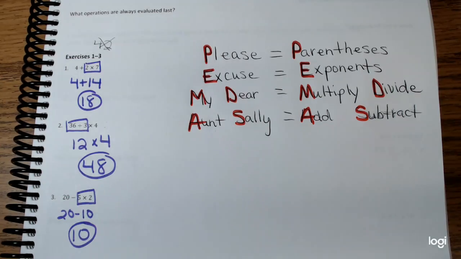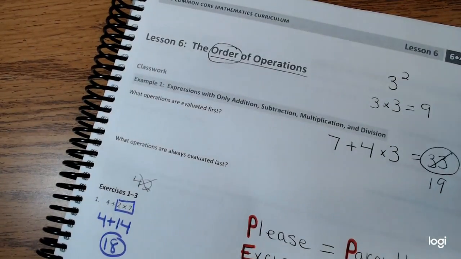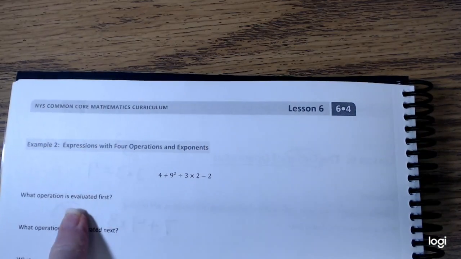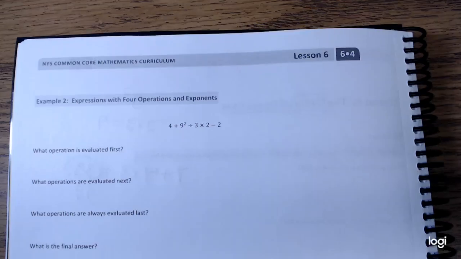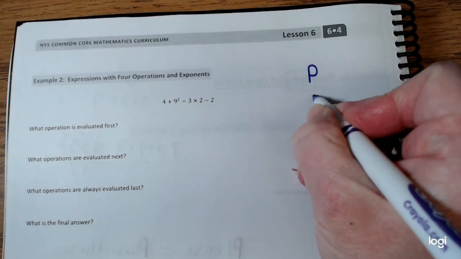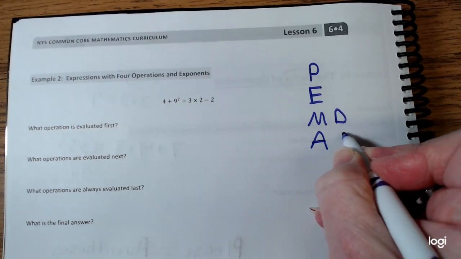All right, let's go and turn our page over to our next problem. So if I can get my book here. All right, so we're not going to answer the questions that are right here because we're actually going to do the questions as we solve the problem. So let's go ahead and look at our problem. Once again, remember, what's the saying? Please excuse my dear Aunt Sally.